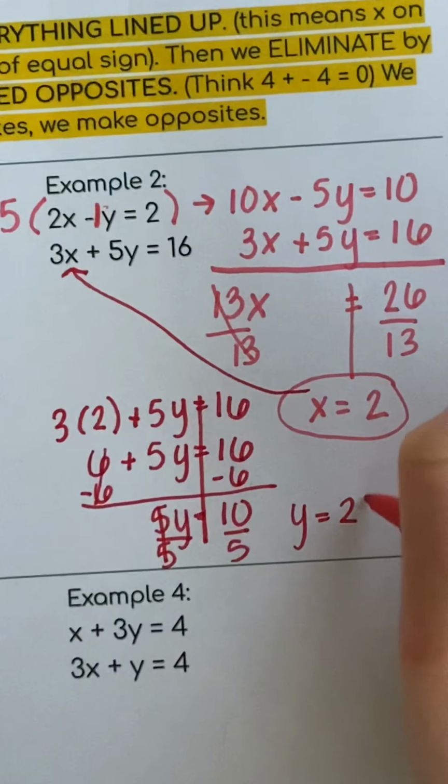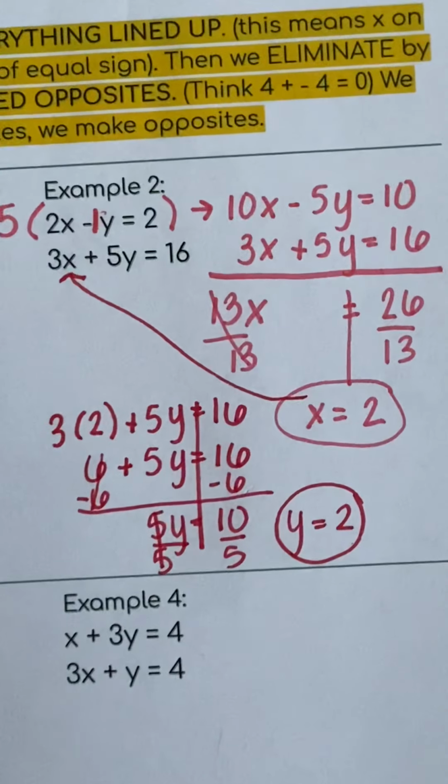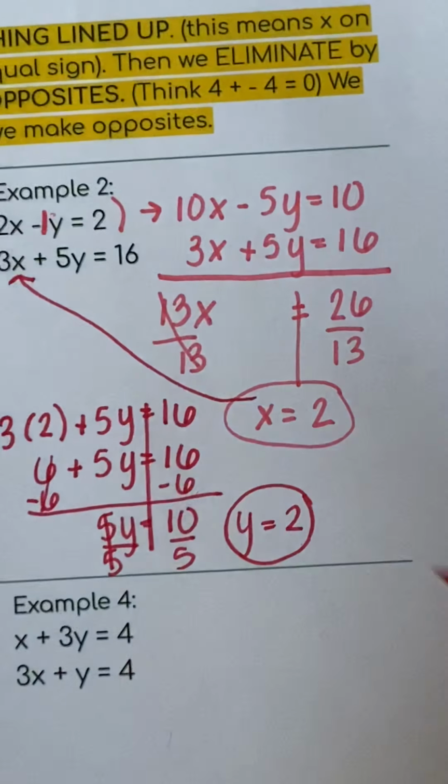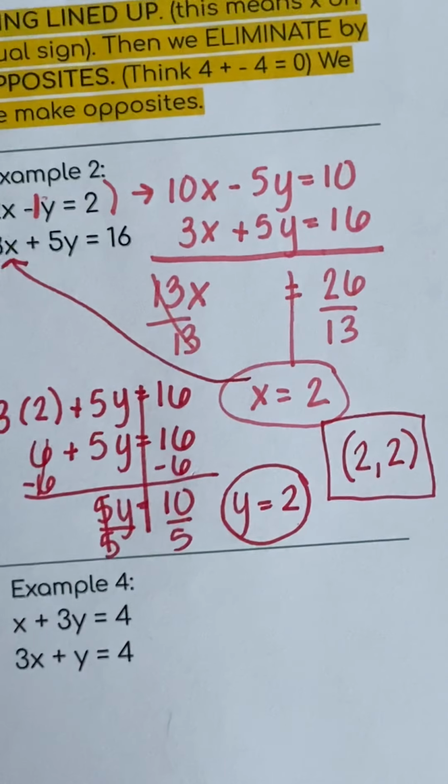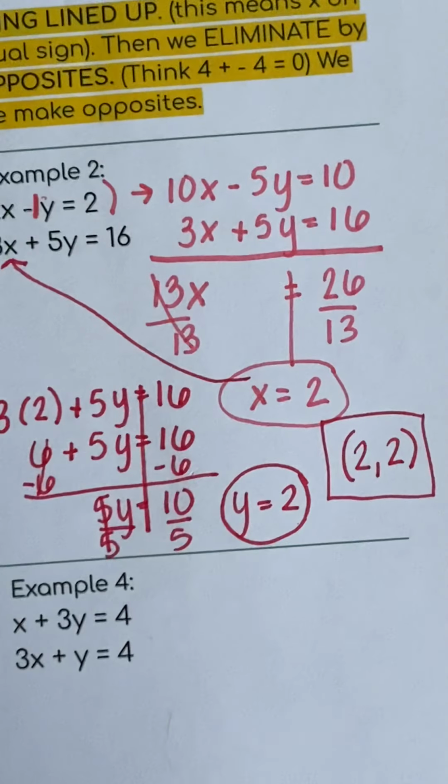Y equals 2. So that means my two lines, if I were to graph them, will intersect at the point 2, 2. So remember, it's x, y. Okay, that was example number 2. Let's do a third one.